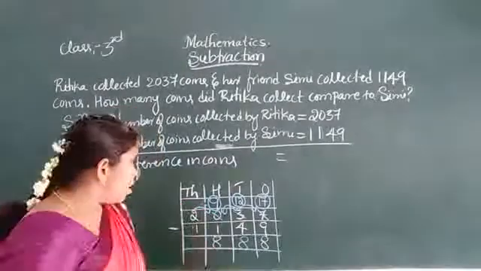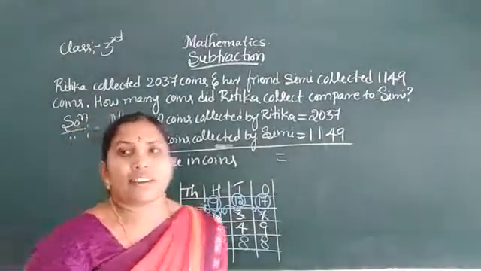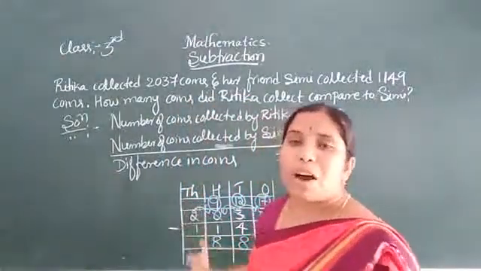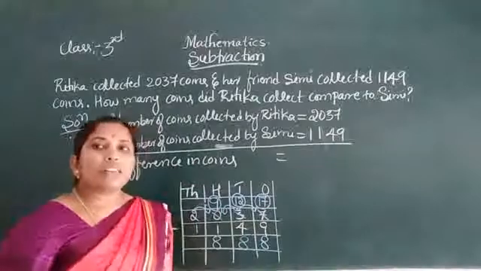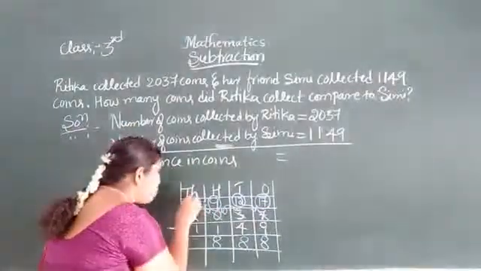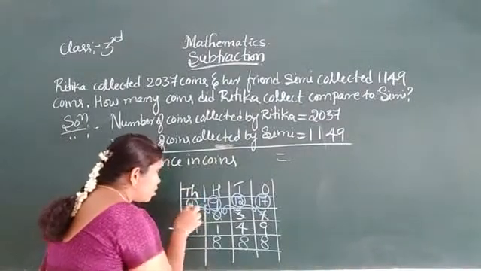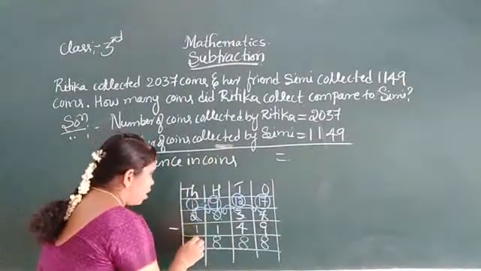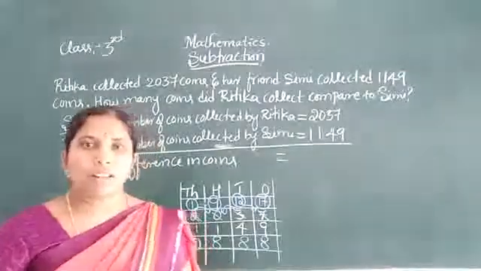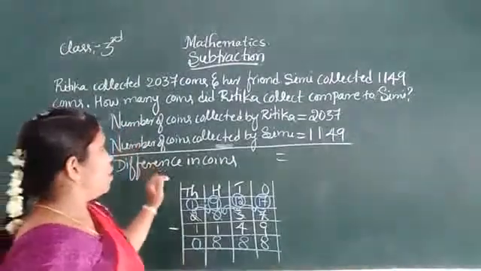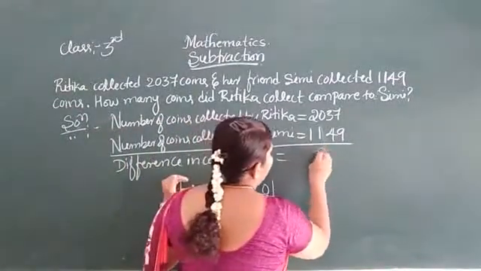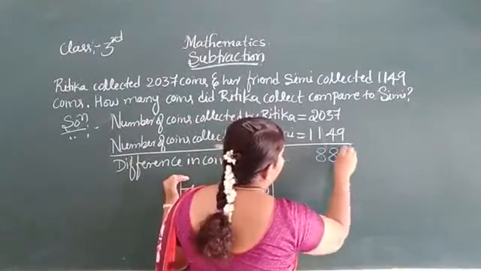Okay. So then here 2 becomes 1, because this one has also given a borrow to the right side neighbor digit. So now 1 minus 1. Consider this new number, not this. 1 minus 1 equals 0. So now the difference in the coins is equal to 888.